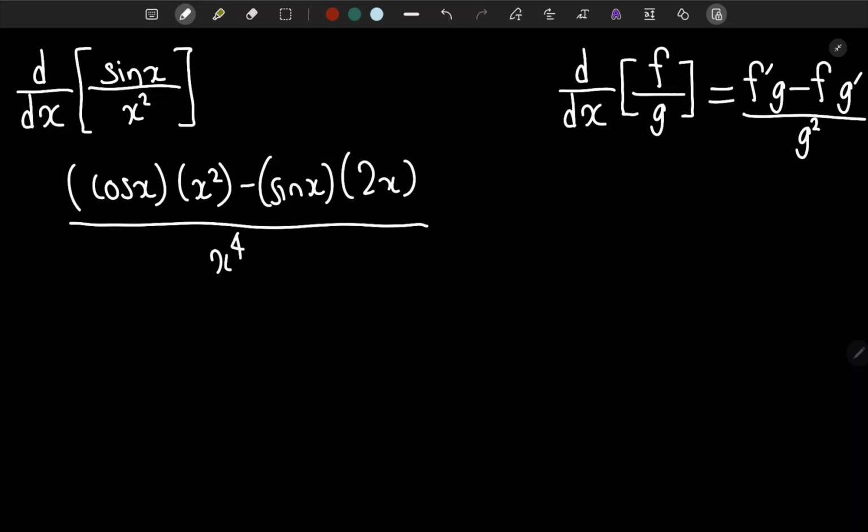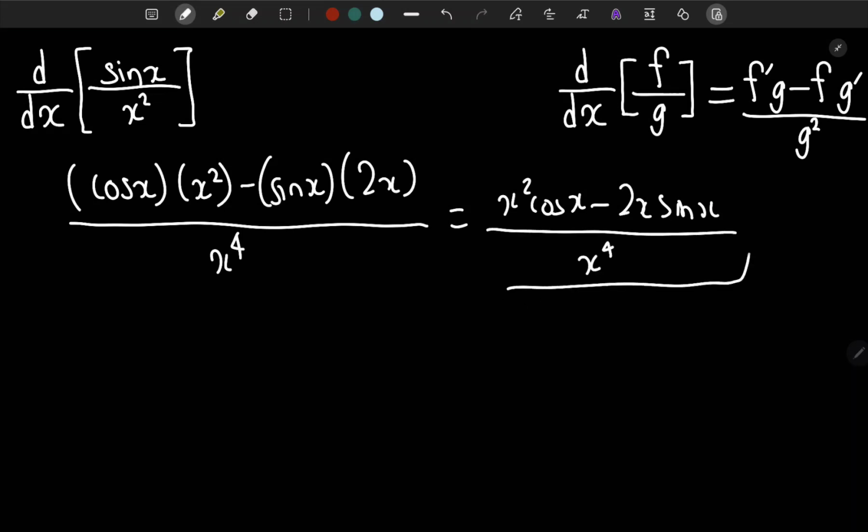And now we can leave the answer as this because we cannot simplify it further, but we could multiply it, so it's going to be x squared cosine x minus 2x sine x, all over x to the power of 4, and this is the final answer.